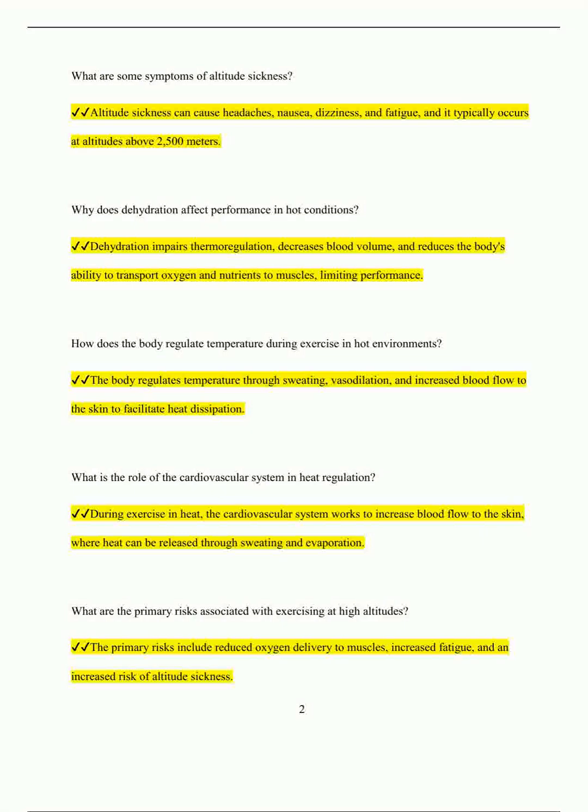What is the role of the cardiovascular system in heat regulation? During exercise and heat, the cardiovascular system works to increase blood flow to the skin, where heat can be released through sweating and evaporation. What are the primary risks associated with exercising at high altitudes? The primary risks include reduced oxygen delivery to muscles, increased fatigue, and an increased risk of altitude sickness.